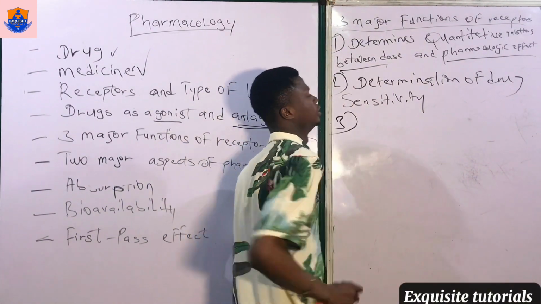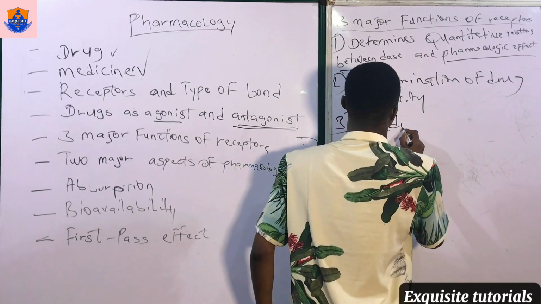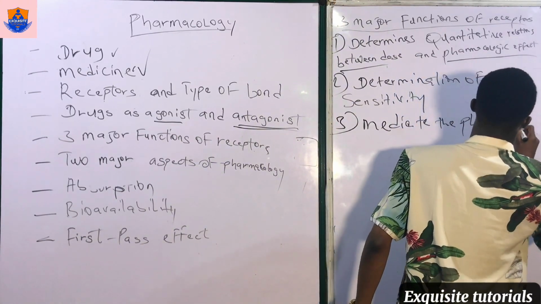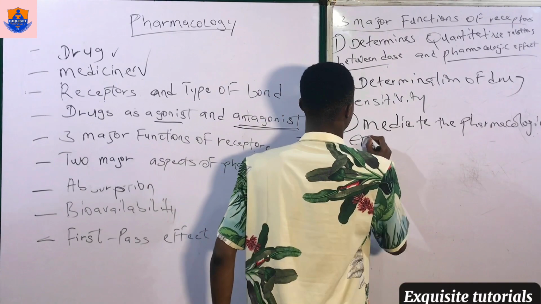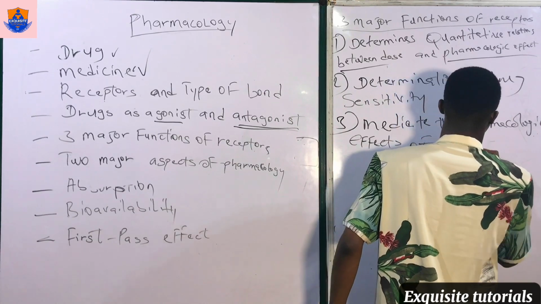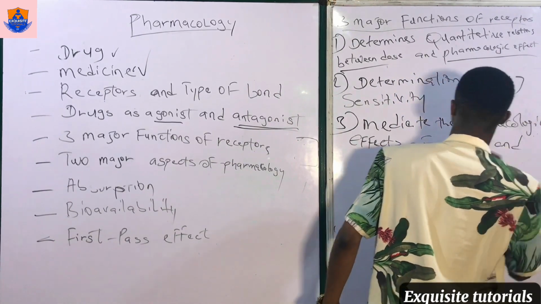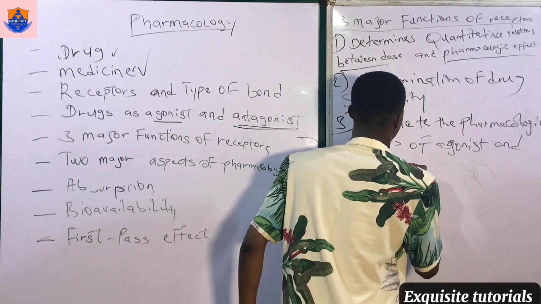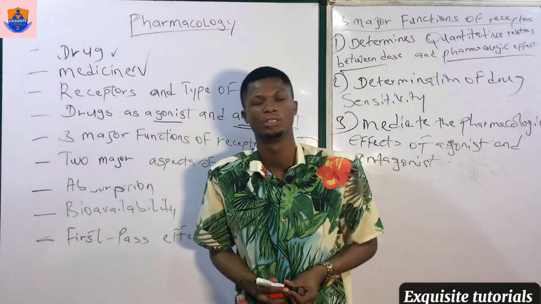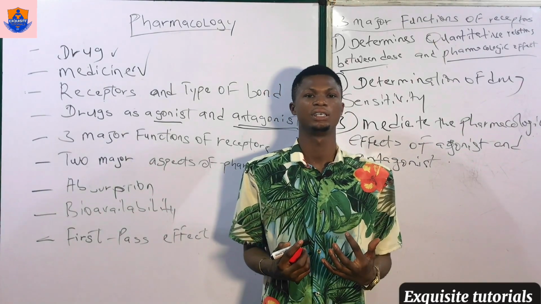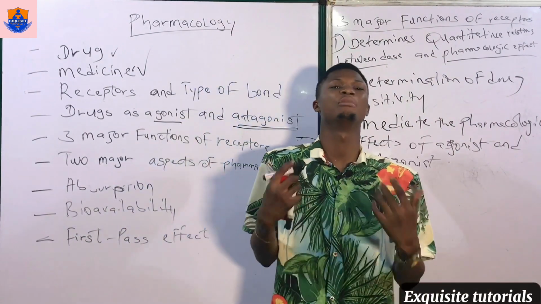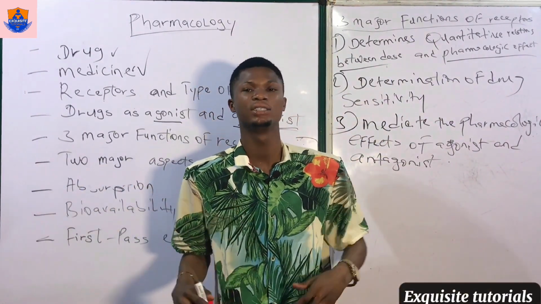Now, the third major function of a receptor is that it mediates the pharmacologic effect of agonist and antagonist. So what the receptor does is that it mediates the pharmacologic effect of agonist and antagonist. You remember I told you that drugs act as agonists and antagonists. So the receptor is responsible for mediating the effect of both the agonist and the antagonist.